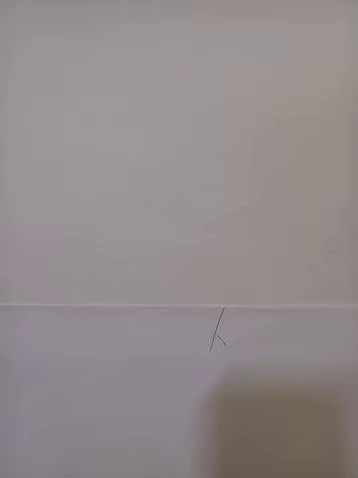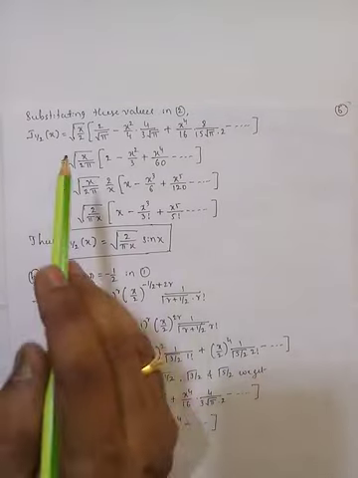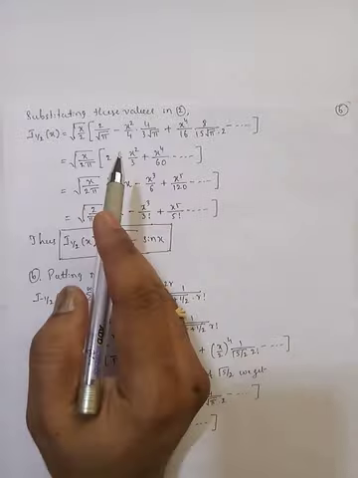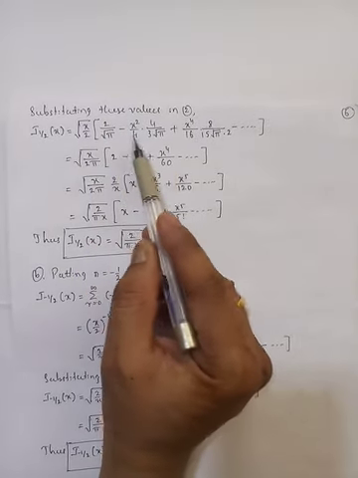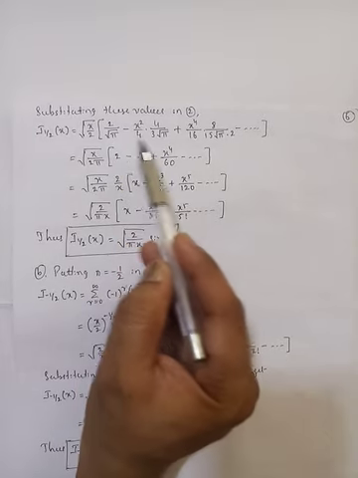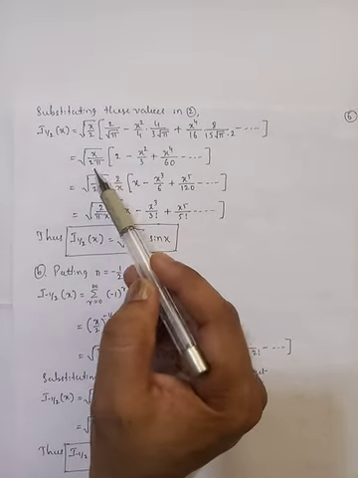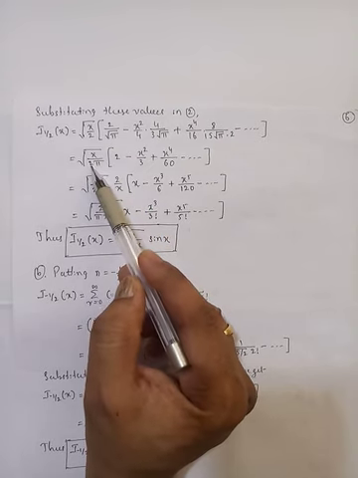Now, when we substitute the values in equation 2, we get J_n of x equal to square root of x by 2, as it is. Then substituting all the values, from all the terms I take 1 divided by root pi as common, and that root pi we take inside this square root of x by 2.